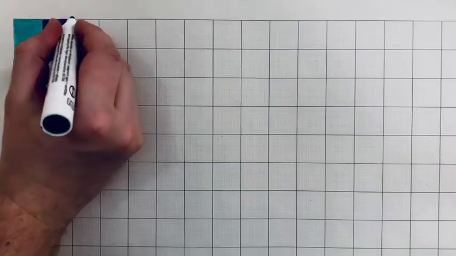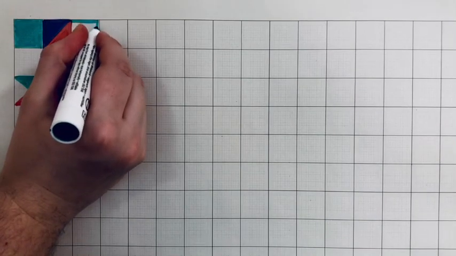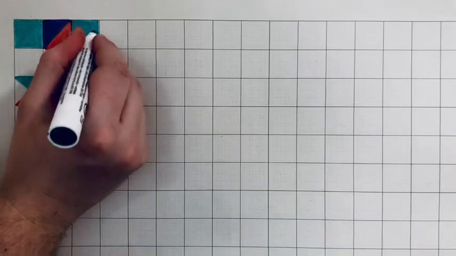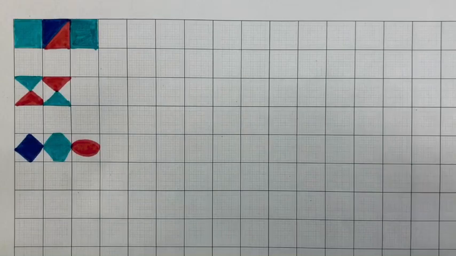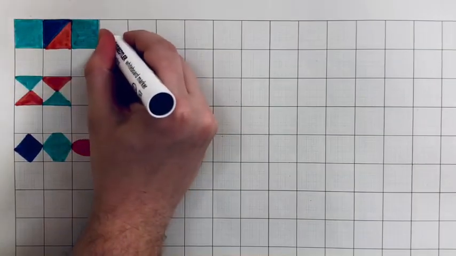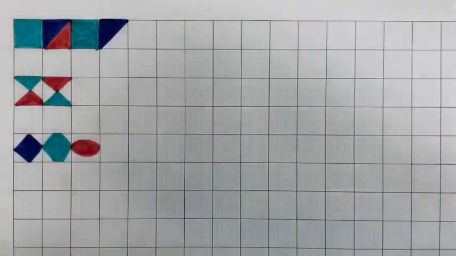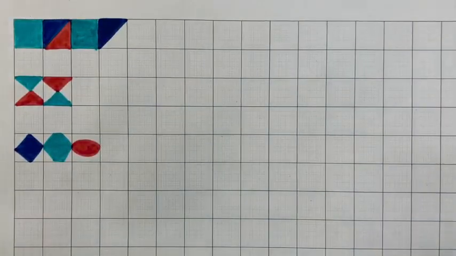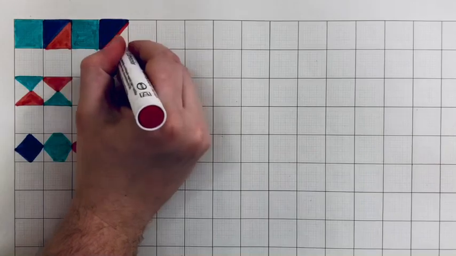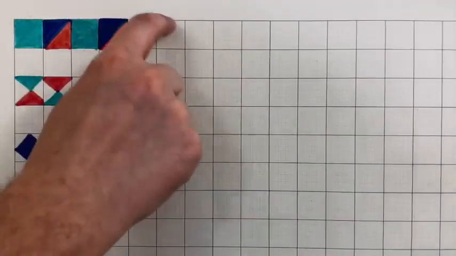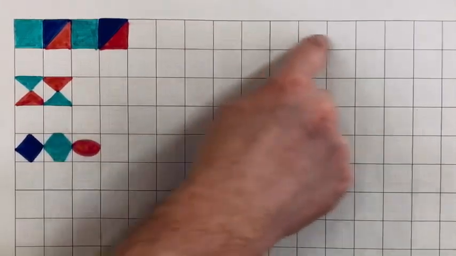I know there is one green square, followed by a blue triangle on top, and a red triangle under that. And using this grid, I can continue the pattern onwards.